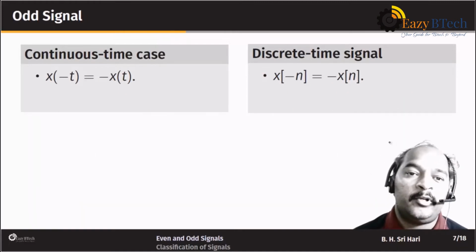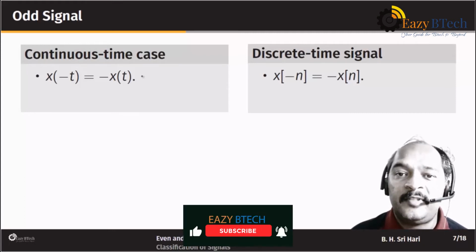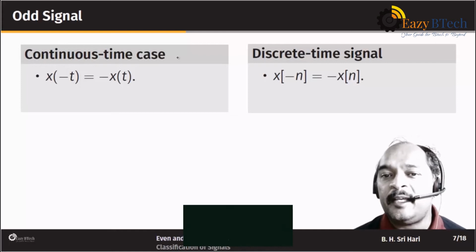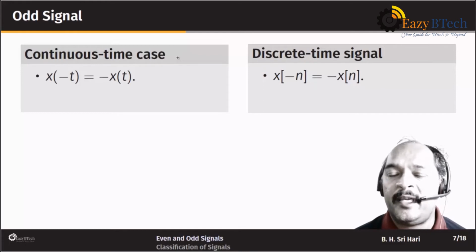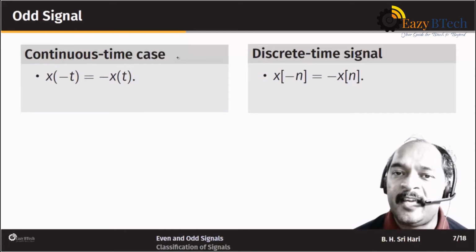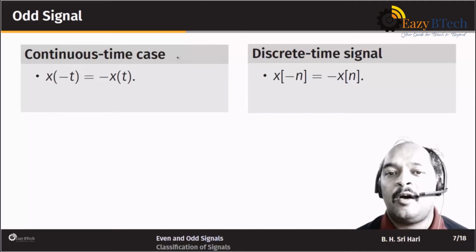Next, let's talk about an odd signal. How do you check whether a signal is odd or not? For a continuous time case, we have to see whether this condition is satisfied: x of minus t should be negative of x of t. If this condition is satisfied, then we say that the given signal x of t is odd. The same rule applies for the discrete time case: x of minus n should be equal to negative of x of n. Then we say that the given discrete time signal x of n is an odd signal.